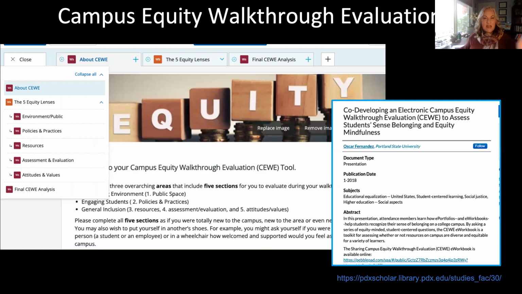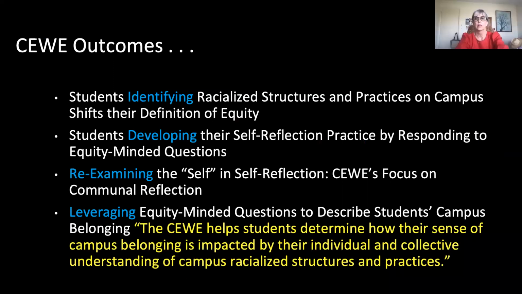It's really nice to see how our concepts of equity have shifted during the pandemic, from before and after we began the CWE, which is what we call this. So the CWE, what were the outcomes from this campus equity walkthrough evaluation? We know that students absolutely identified racialized structures and practices on campus.